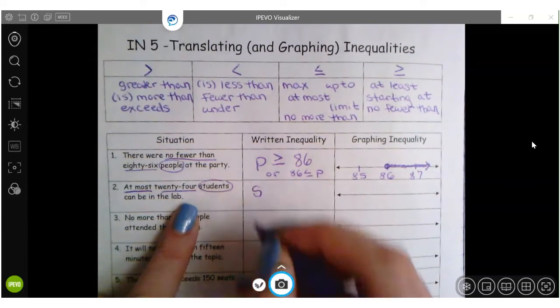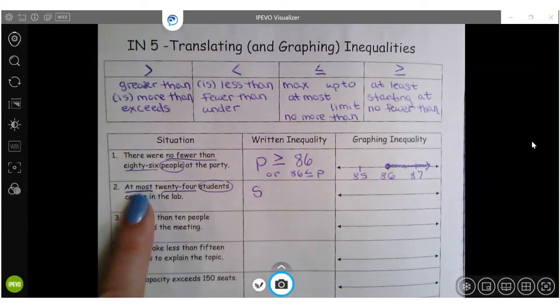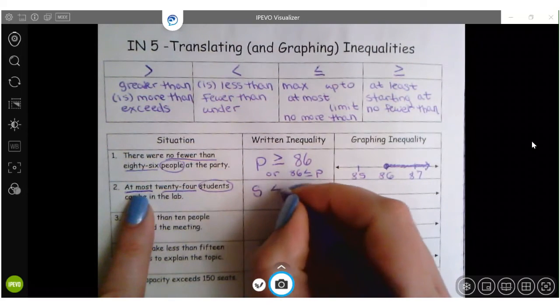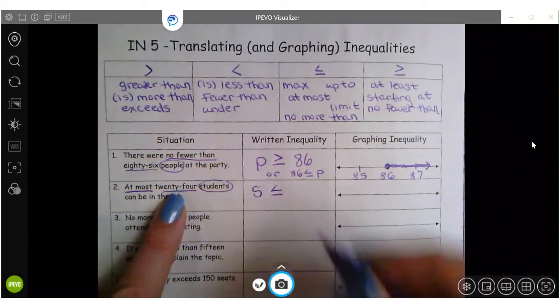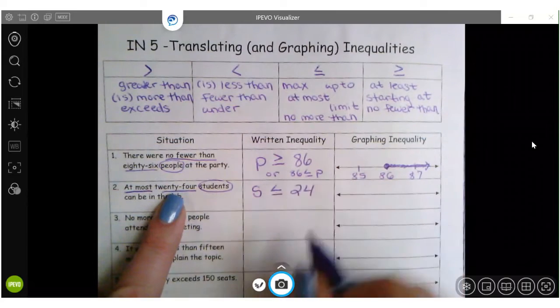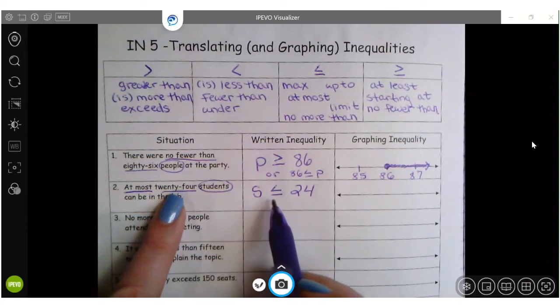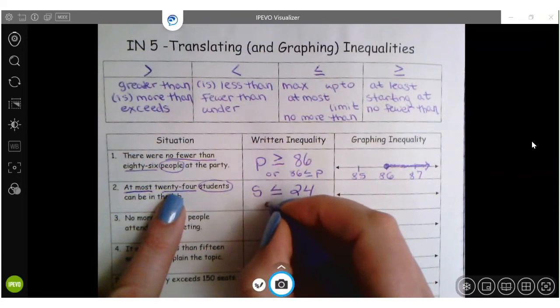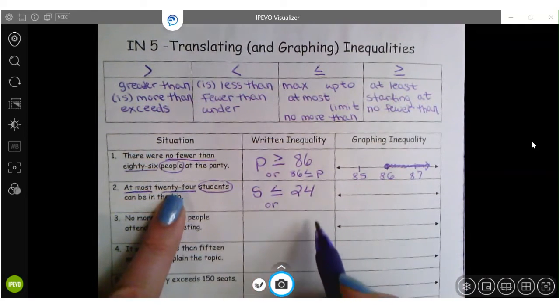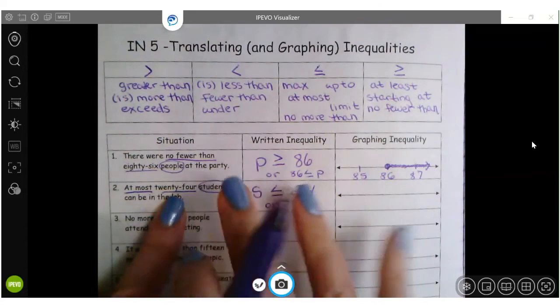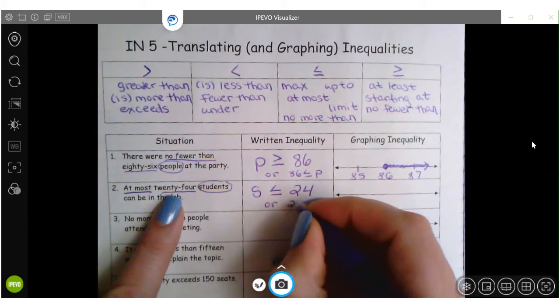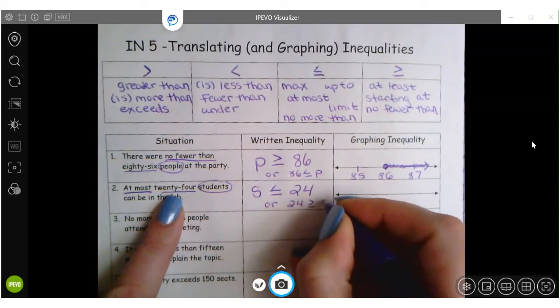So I'm going to write my variable first. I see at most, so that means, again, at most is less than or equal to, and the number I'm comparing it to is 24. So the number of students at most can be 24, so it has to be less than or equal to 24. Of course, I can write it the other way, but I'd have to flip around my inequality, so be careful with your keywords. Then I would have 24 is greater than or equal to S.